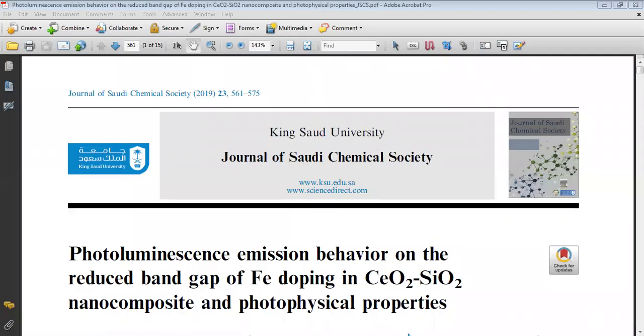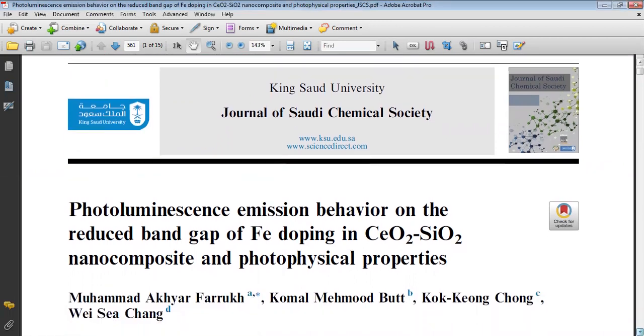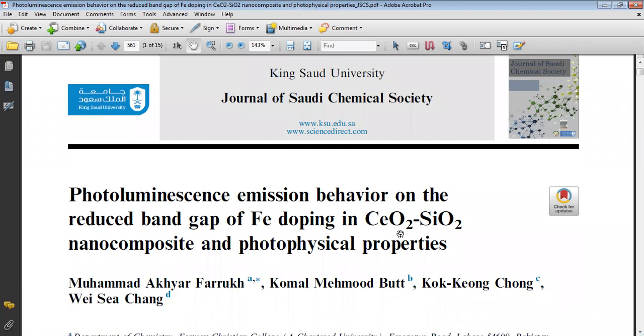This is a Journal of Saudi Chemical Society, and the title of this paper is the photoluminescence emission behavior on the reduced band gap of iron doping in cerium oxide, silicon oxide nanocomposite, and photophysical properties. So here I will use these functional groups and we will use the IR data. That means we will use the wave number to calculate the bond length.